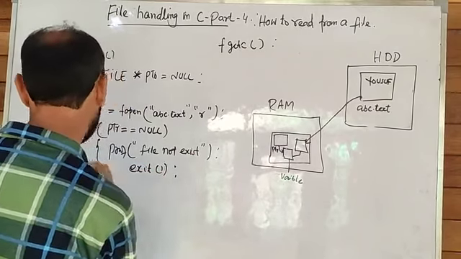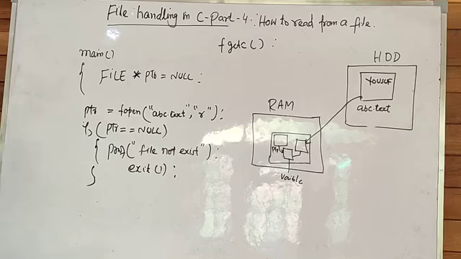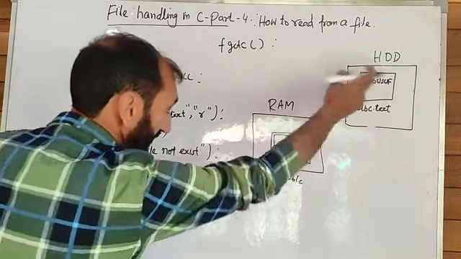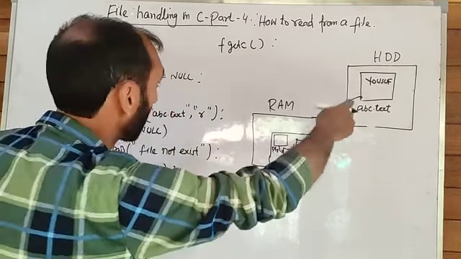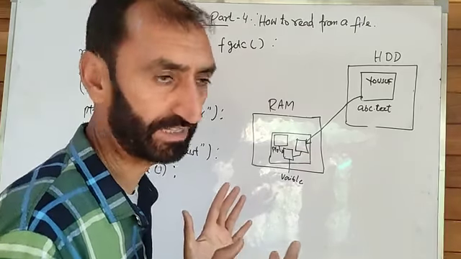Otherwise, if the file exists, that means if ptr does not contain null, it contains the address of some file. In this case, it contains the address of the file abc.txt. So how can we read the contents of the file? For example, if we want to read the first character, I have told you that fgetc reads a single character from the file, one character at a time.